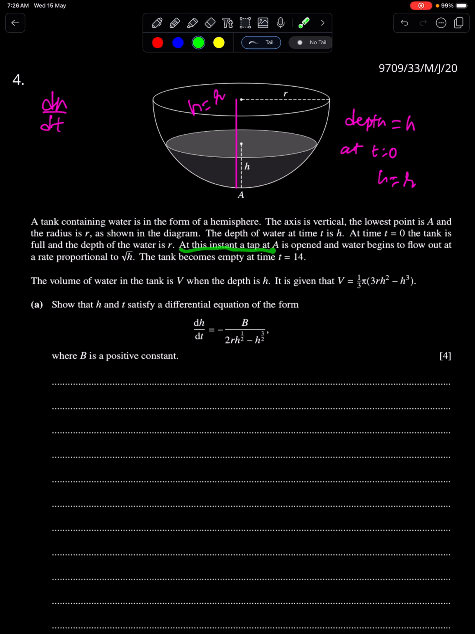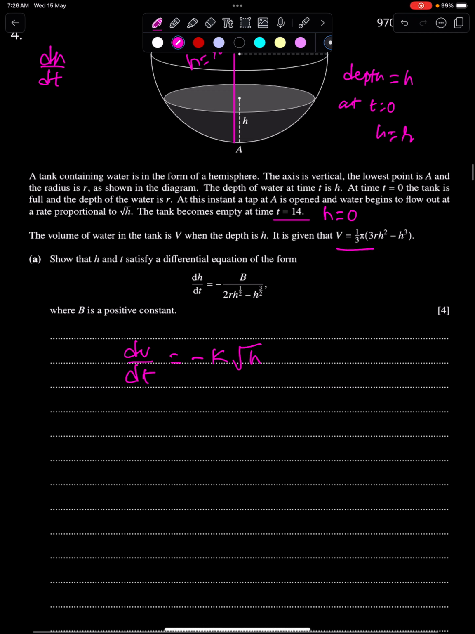At this instant, a tap at A is opened and water begins to flow out at a rate proportional to root h. Flow out means negative, means dv upon dt is negative k root h. The tank becomes empty at t1. That means at t1 the depth is 0.